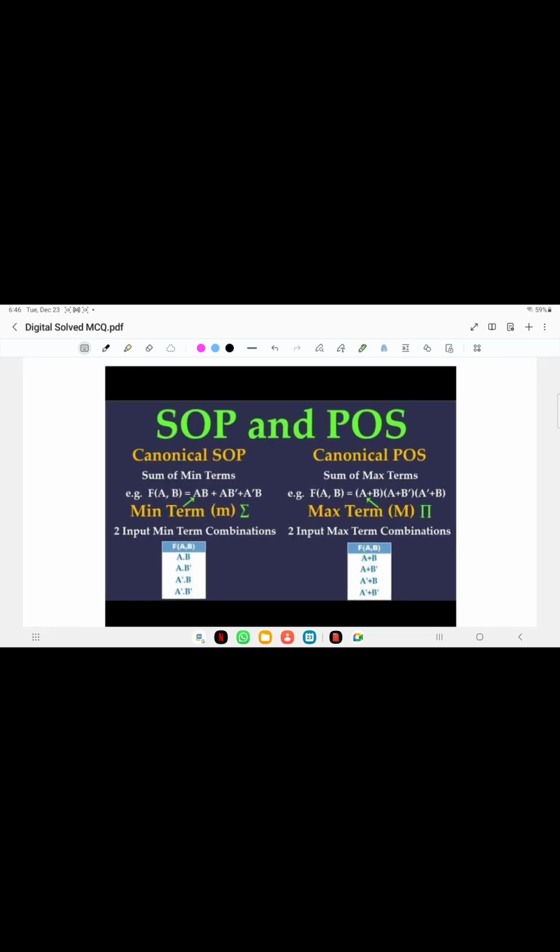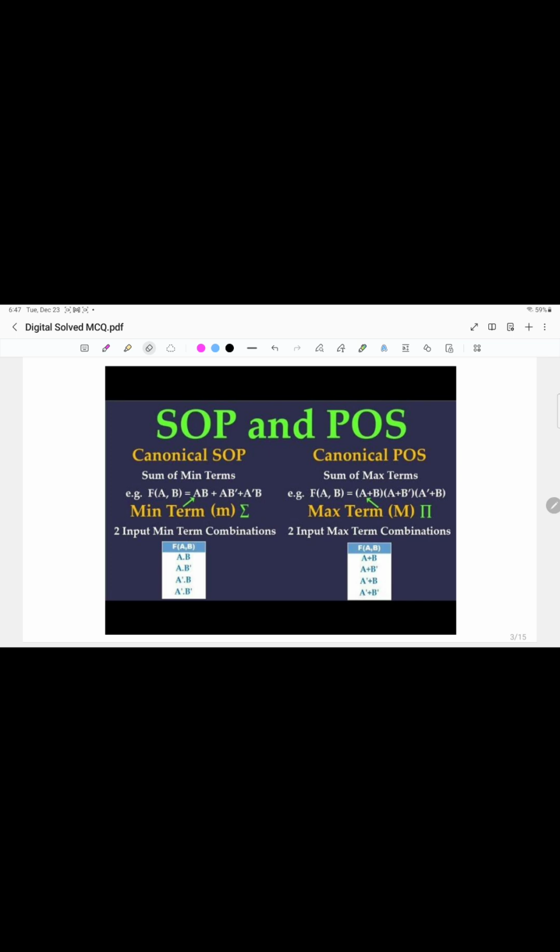Here what SOP and POS are is explained. Normally there is a standard form and a canonical form. For example, the expression f of a b is equal to ab plus ab dash plus a dash b. Here we can see that each and every term has the literals a and b. Such an expression, where each and every term has all the literals, is said to be a canonical form.